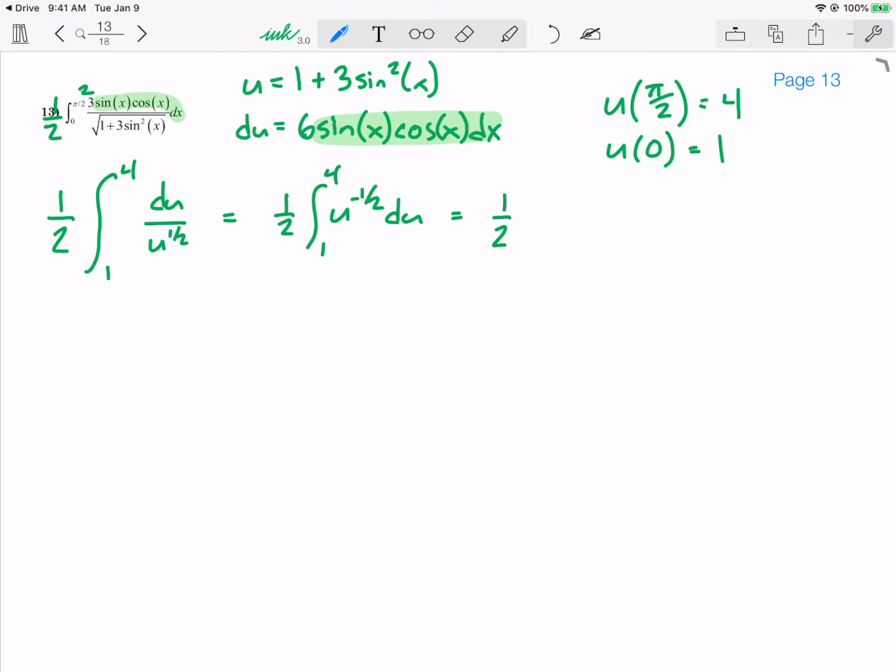So I carry that out. I get 1/2 times 2 u to the 1/2. Remember, I add 1 to the exponent, I get 1/2. Dividing by 1/2 is like multiplying by 2. And I evaluate from 1 to 4. So I'm going to plug 4 in first. Square root of 4 is 2. Notice that this 1/2 and the 2 will just cancel. So I've really just got square root of 4 minus the square root of 1 as my answer, which is 2 minus 1. My final answer is 1. It's always fun when the answer's so simple.